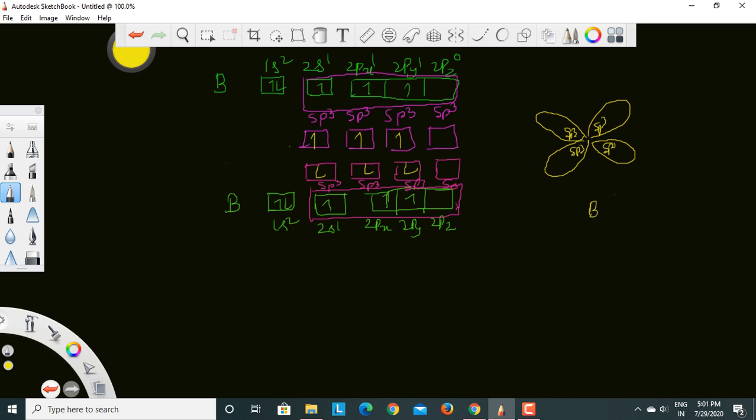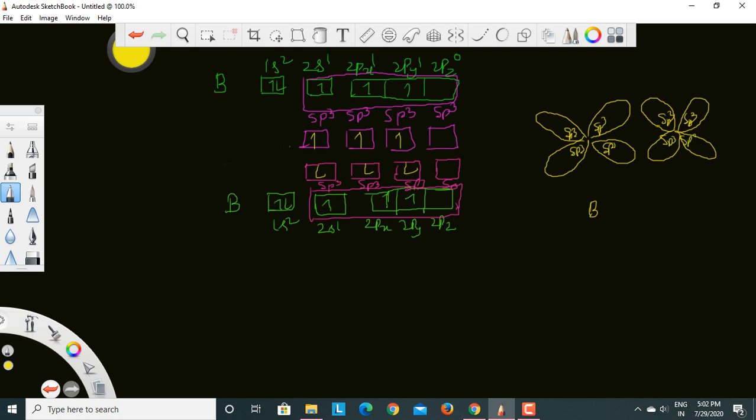So one more boron also you have to take. One more boron also has similar type of hybridization. So let us make the hybridization here. This is sp3. This is sp3. This is sp3. Again sp3. So assume sp3, sp3, sp3.